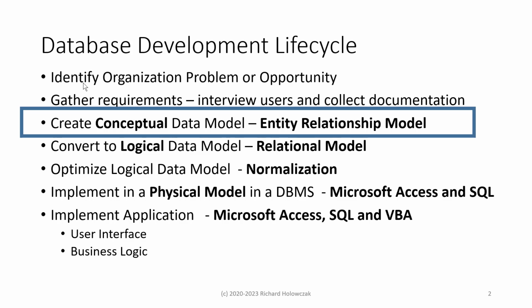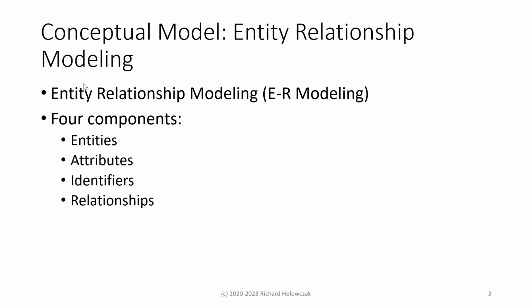The next step in the process is to create a conceptual data model, and for that we use the entity relationship model. The entity relationship model, sometimes called ER modeling or ER model, contains 4 components: entities, attributes, identifiers, and relationships. For part 1 of this presentation, we're going to tackle the entities, attributes, and identifiers. We'll save relationships for another lecture.